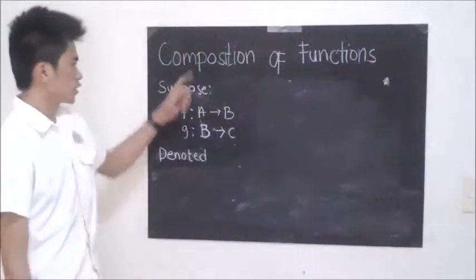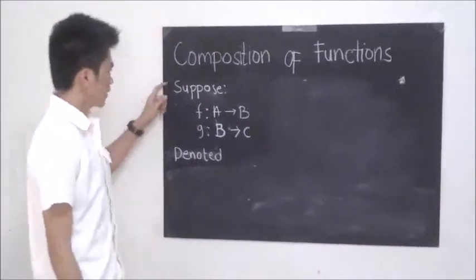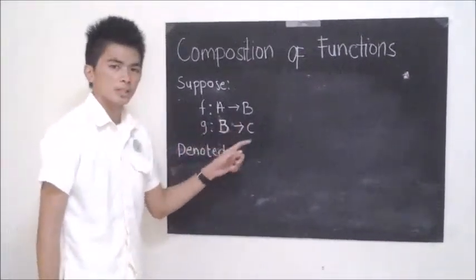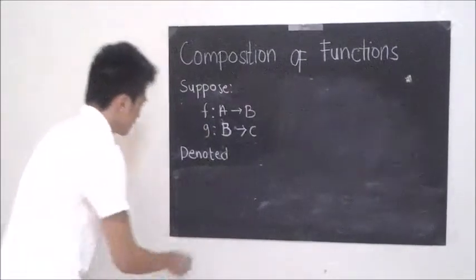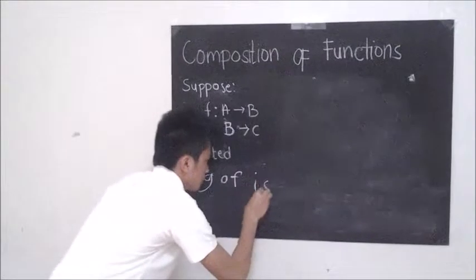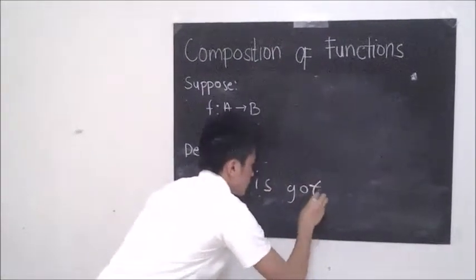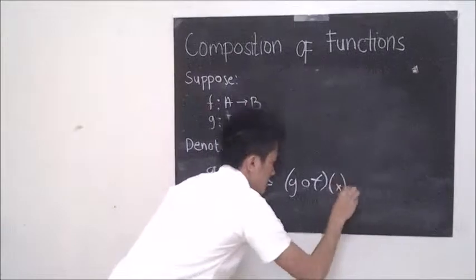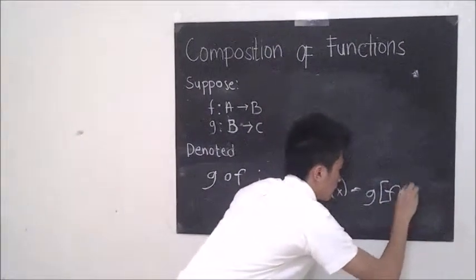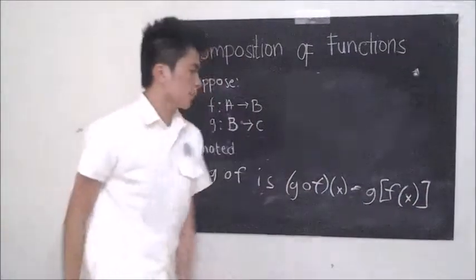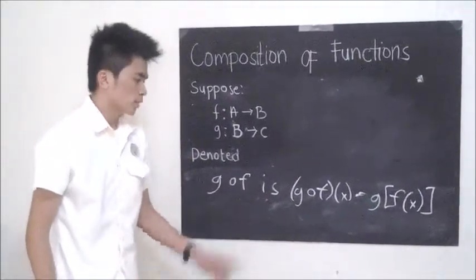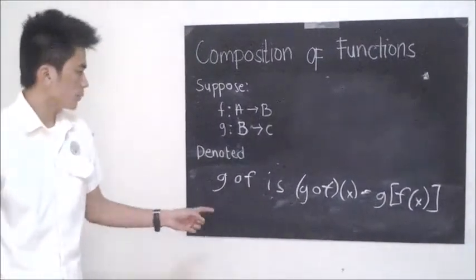Hi, our report for today is all about compositions of functions. Definition: suppose f is a function from A to B and g is a function from B to C. Then the composition of g and f is denoted by g circle f, and g circle f of x is equal to this statement. This statement is read as g composed with f of x, or g of f of x, where x is any element in the domain of f.